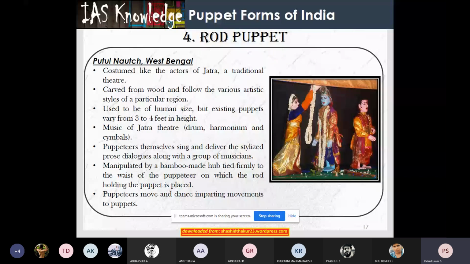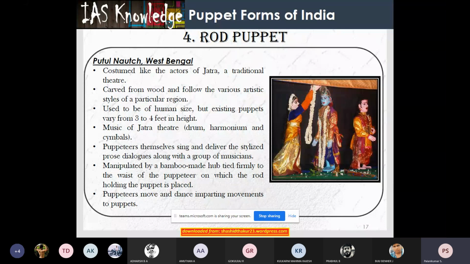You see that it is completely hidden. Those who are seeing from in front of the particular stage could see that it is completely performing on its own as an individual. But a person who is standing there controls it, and the puppets used to be of human size. The dolls used to vary from 3 to 4 feet in height. You can imagine, it's almost 80 to 90% of the normal height. That much height dolls they have used.